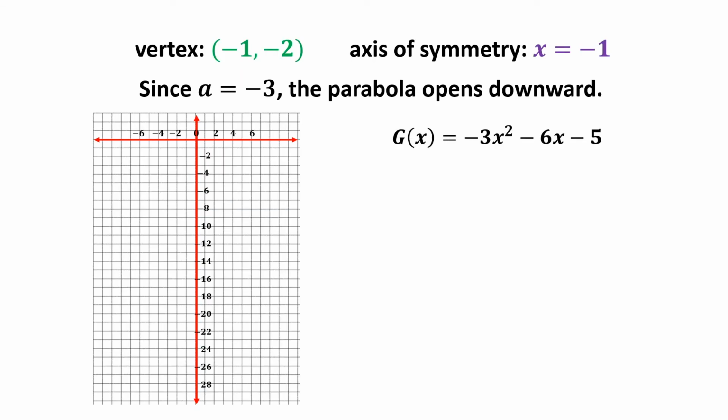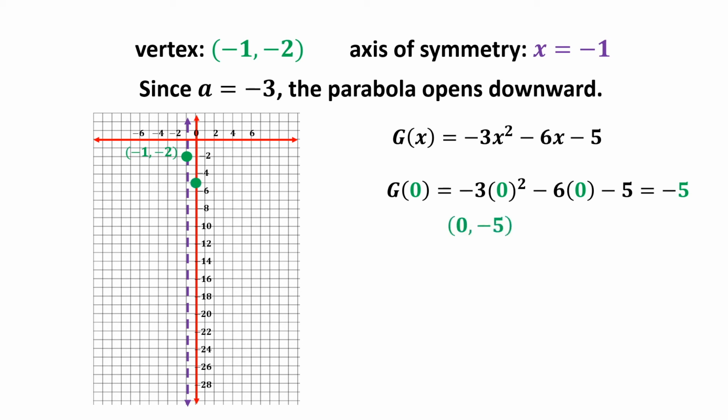Let's now sketch the graph of g of x. Plot the vertex and draw the axis of symmetry. Find g of 0 by substituting 0 to x in g of x. G of 0 is negative 5 and the point 0, negative 5 is a point of the parabola. Reflect this point on the other side of the axis of symmetry. Its reflection is the point negative 2, negative 5.